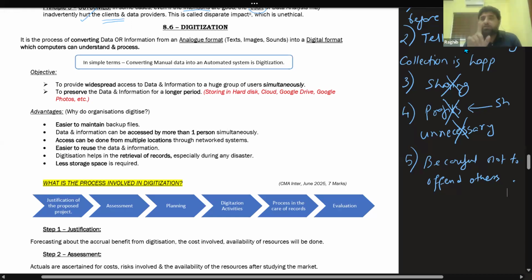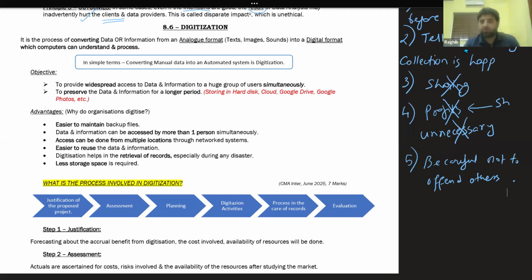Now, the first line is the definition. So if the question is coming in the exams about the definition, what is digitization, you can write the first line over there. It is the process of converting data or information from analog format to digital format, which the computers can understand and which the computers can process.